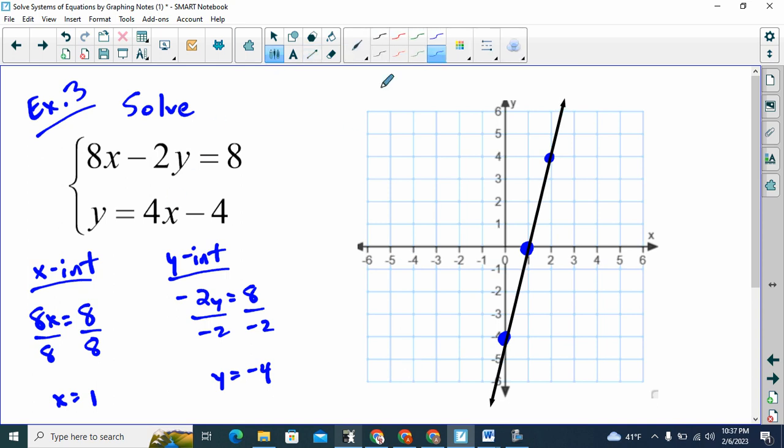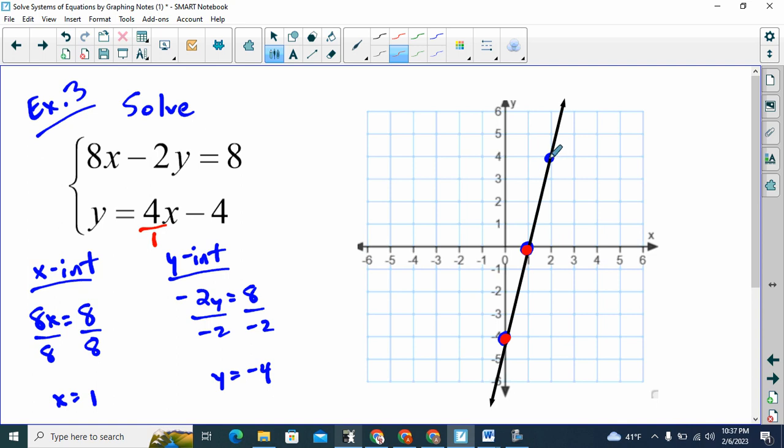Now we do the second line. The second line has a y-intercept of -4 and a slope of 4. It is in slope-intercept form. Y equals mx plus b. So y equals, we're using slope-intercept form. My y-intercept is -4, and my slope is 4. Rise over run. Up 4 over 1.